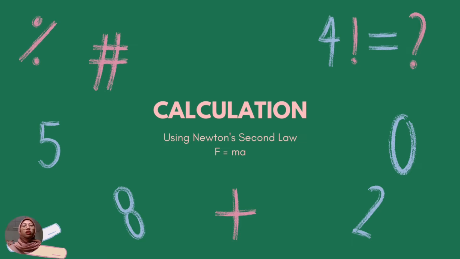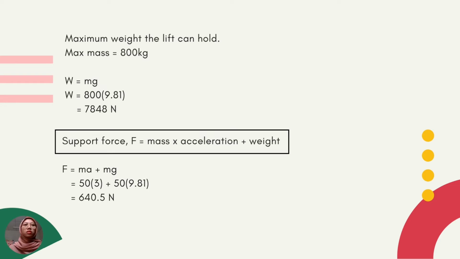So next is the calculation. In the calculation, we use Newton's second law, which is F equal to ma. Firstly, we need to calculate the maximum weight that the lift can hold. So the maximum weight is around 7,848 Newton.